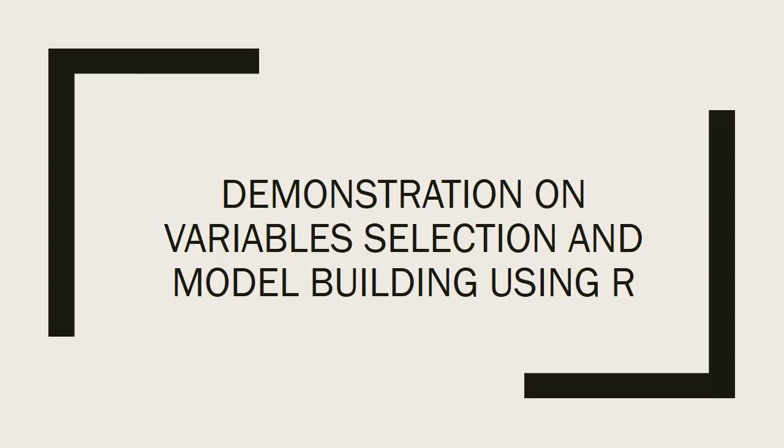Today I will demonstrate variable selection and model building using R. In a series of videos, we have discussed the consequences of the approaches, that is when we include some irrelevant variable or exclude some relevant variables. And then we have discussed several criteria like R square, adjusted R square, Mallows Cp, AIC, partial F statistics for variable selection. Then we discussed stepwise regression method.